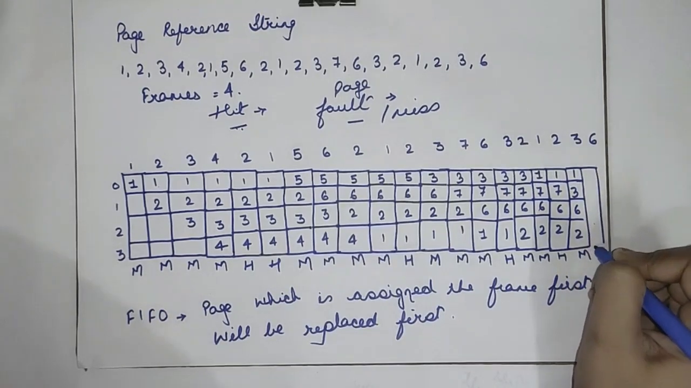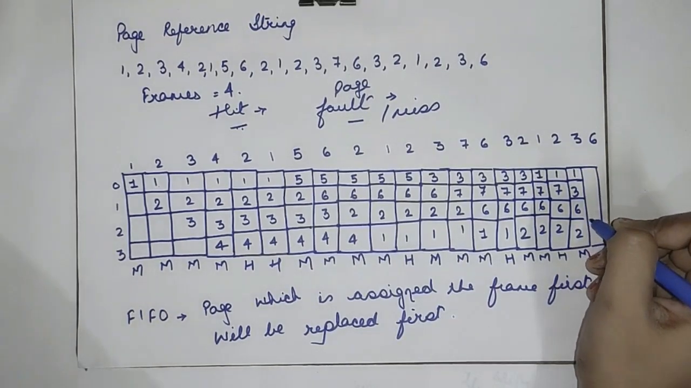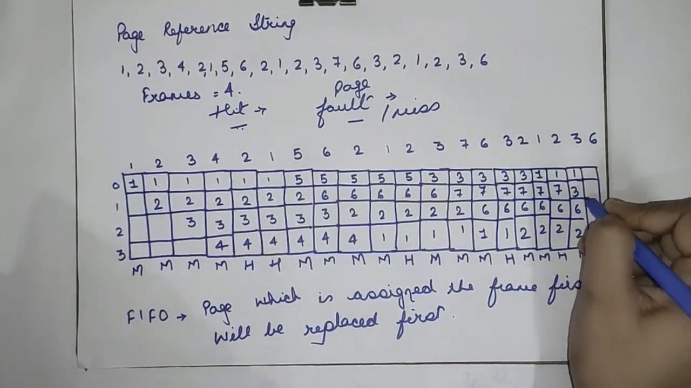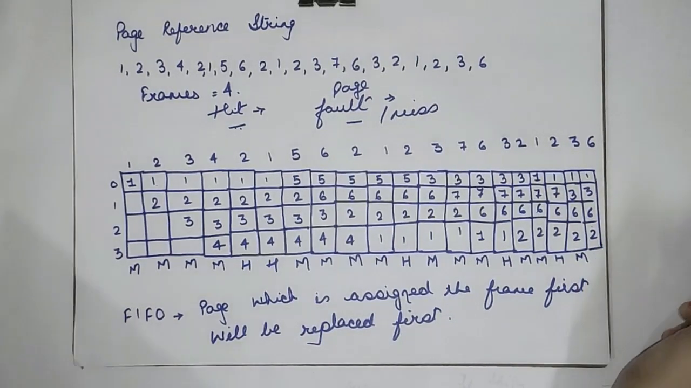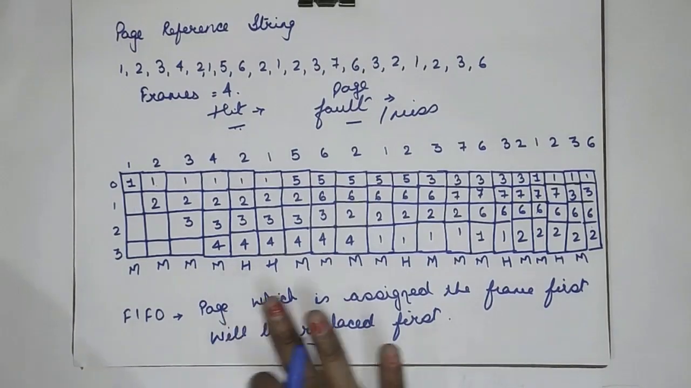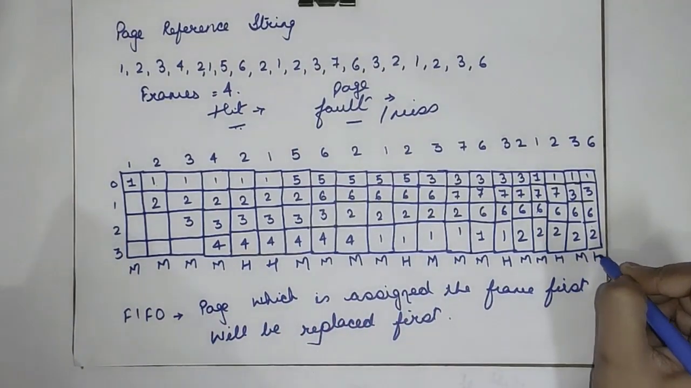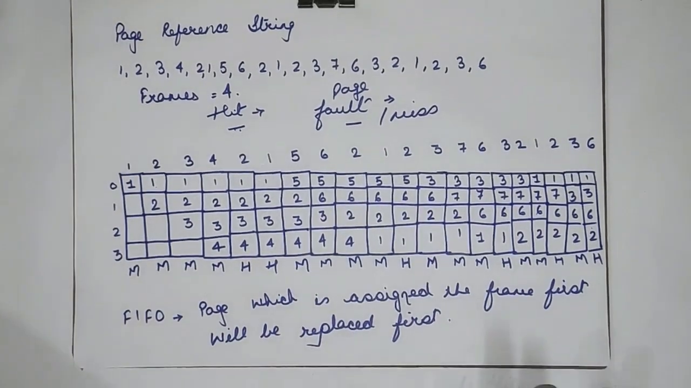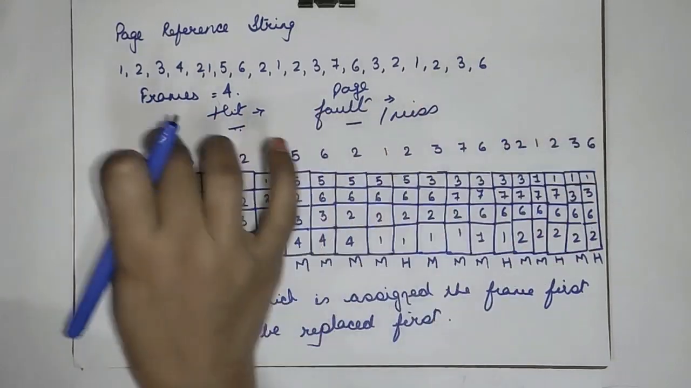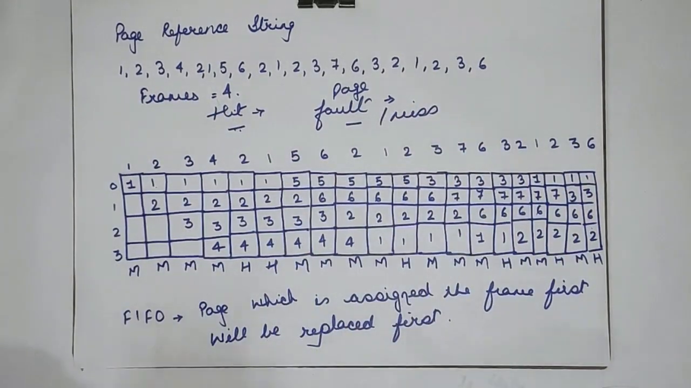At last you require 6, which is already present in memory. So you have 1, 3, 6 and 2. So this is your FIFO algorithm and this was your hit. This is your FIFO algorithm where you have 4 frames and the string which was given to you was of size 20, right? 20 pages were to be called.